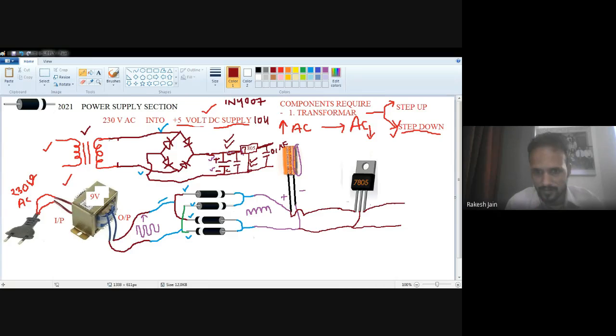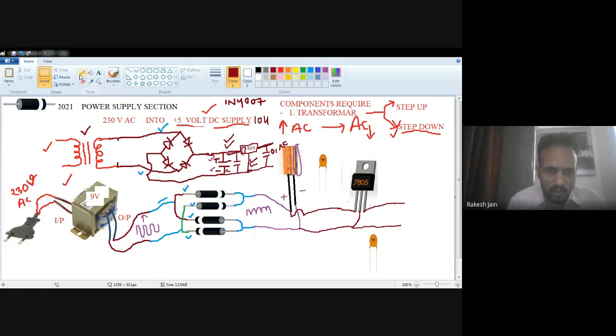Like this. So I have to connect a capacitor. So this is the image. 104 is always written over there. So I require two capacitors. These are two capacitors, 104.